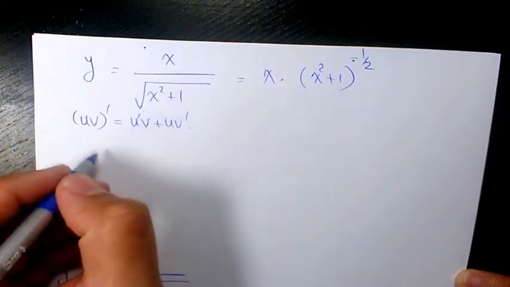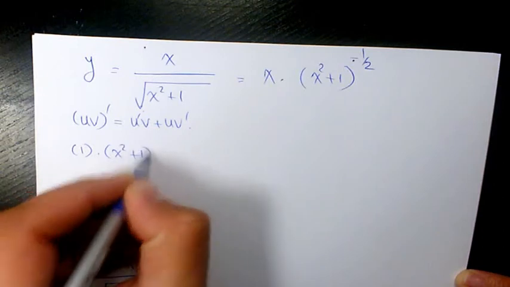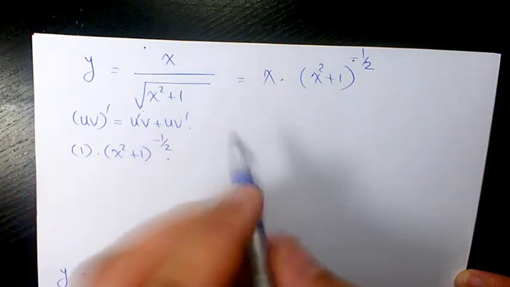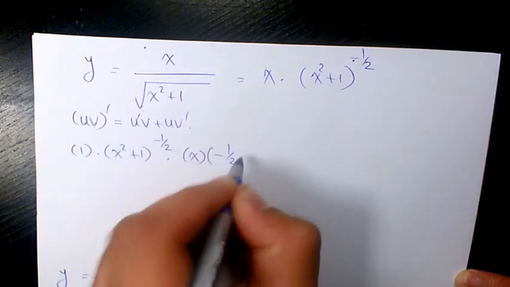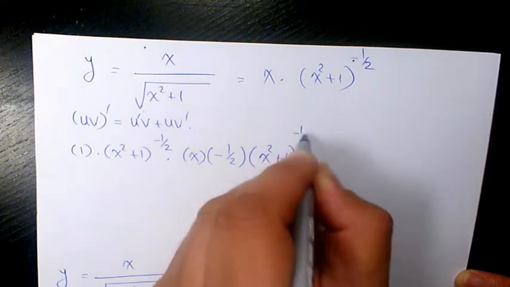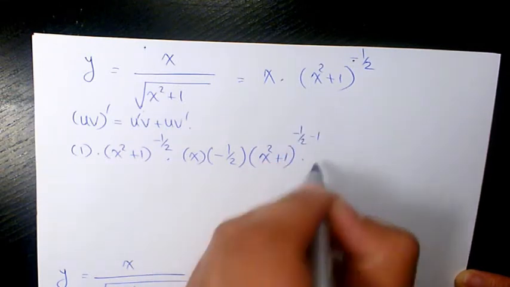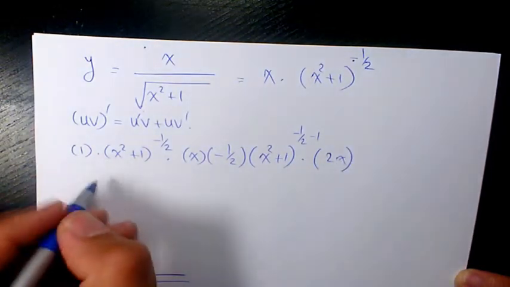So that's going to be derivative of x is 1 times x squared plus 1 to the power of negative 1 over 2, plus x times derivative of this part, which is negative 1 over 2 times x squared plus 1 to the power of negative 1 over 2 minus 1, times derivative of x squared plus 1, which is 2x.